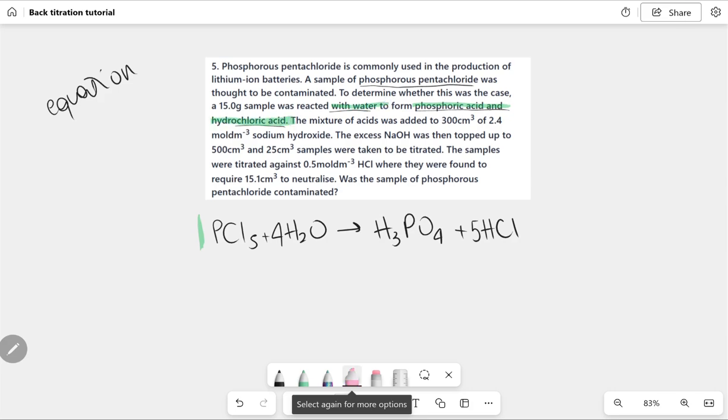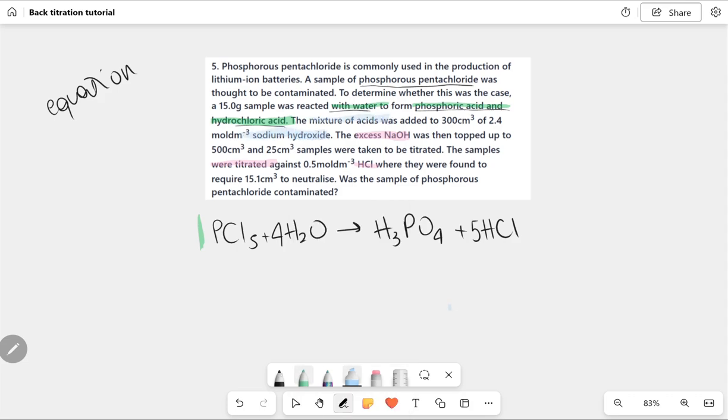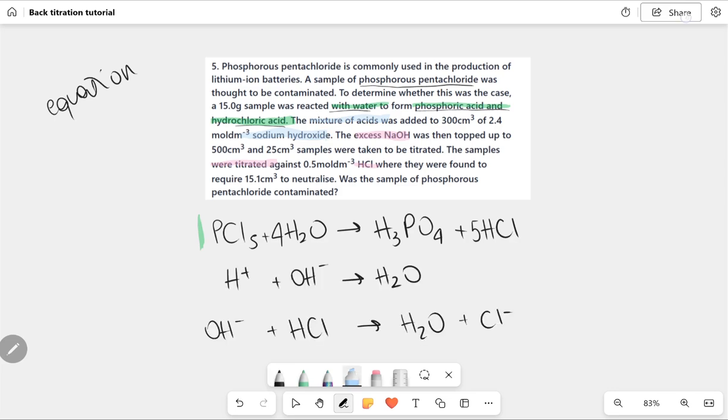Let's read the question again to find the second reaction, because with back titration, we're always going to have two chemical reactions. We have the excess of sodium hydroxide that was titrated against hydrochloric acid. This is the second chemical reaction taking place, but in between there is another one because we have a mixture of acid that is added to sodium hydroxide. So notice how we have three chemical reactions that are taking place.